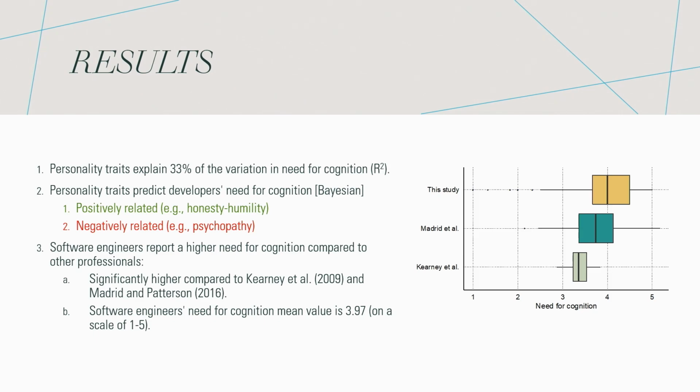The results, I think, were actually quite interesting. Personality traits explain 33%, so a third, of the variation in need for cognition. We could also find that especially bright personality traits, for example honesty-humility, are strongly related to need for cognition, while dark traits are negatively correlated. Moreover, we also find that compared to other professional populations, software engineers score significantly higher on need for cognition.